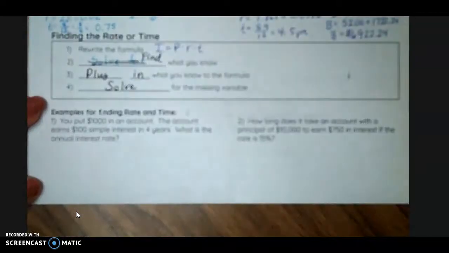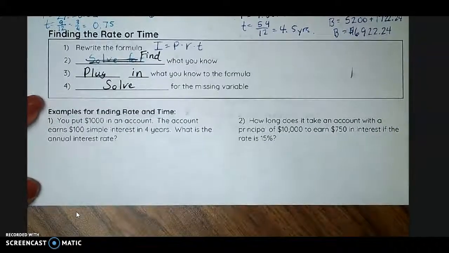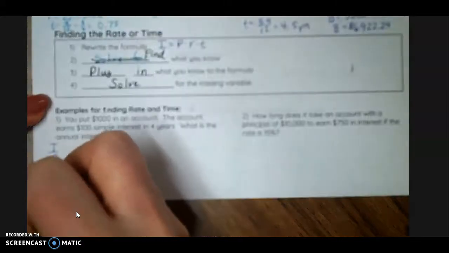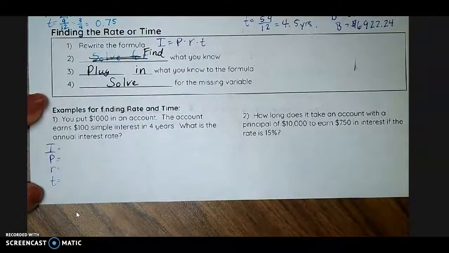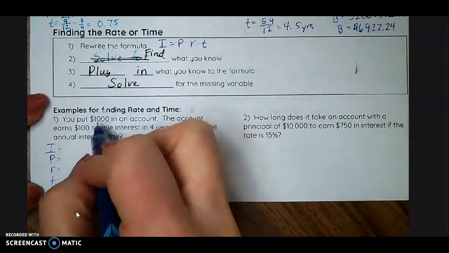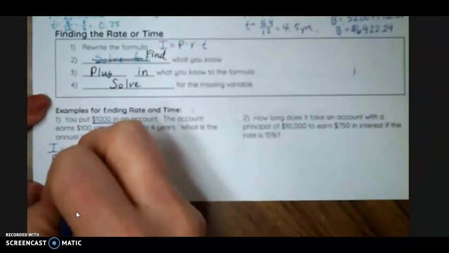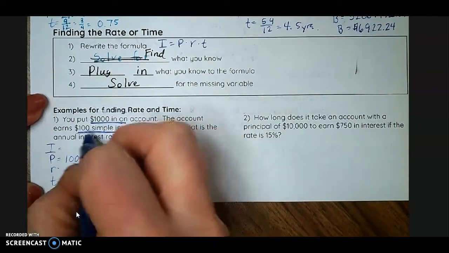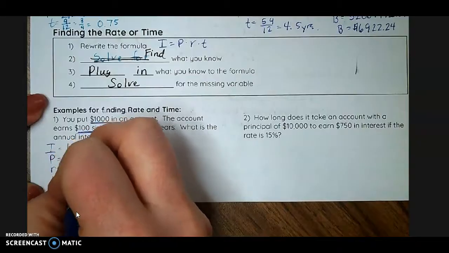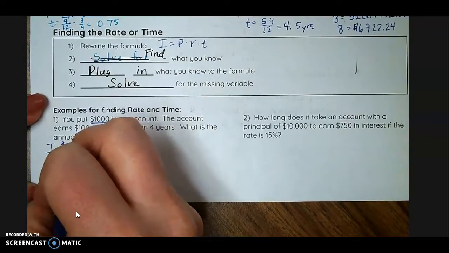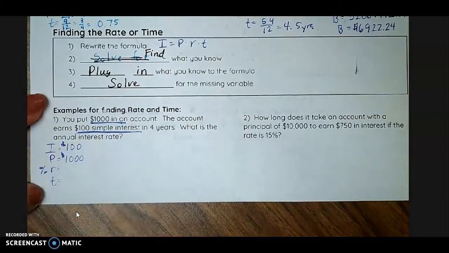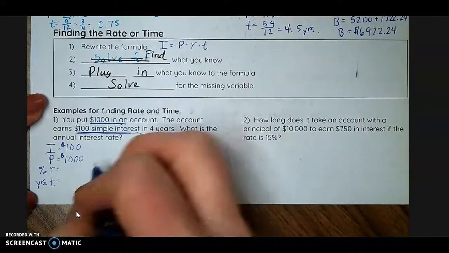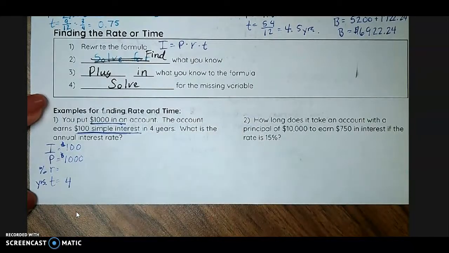So the first one that we have here, we're going to start out the same way we did our other ones. We're going to put our I, our P, our R, and our T right along there. And it says we put $1,000 into our account, so that is our starting amount, that is our principal. The account earns $100 in simple interest, so they flat out tell us that this is going to be $100. And it also helps to remember that this one's going to be in money and this one's going to be in money. And this one is a percent and this one is in years. So it says in 4 years, what is the annual interest rate?